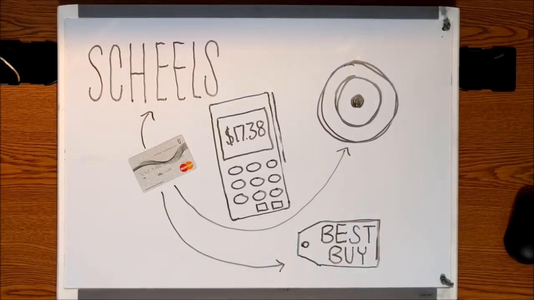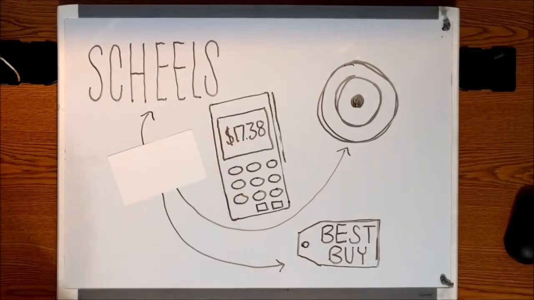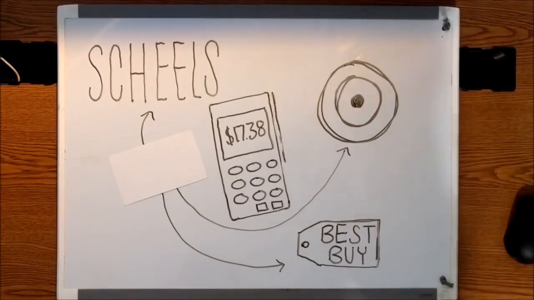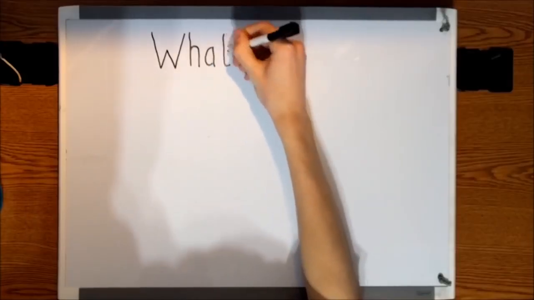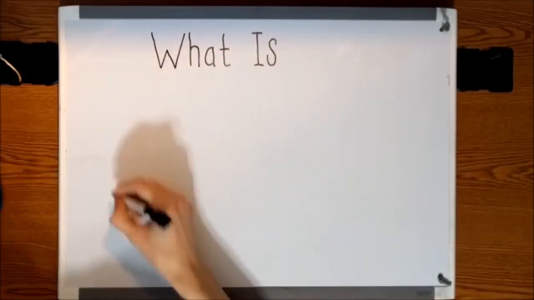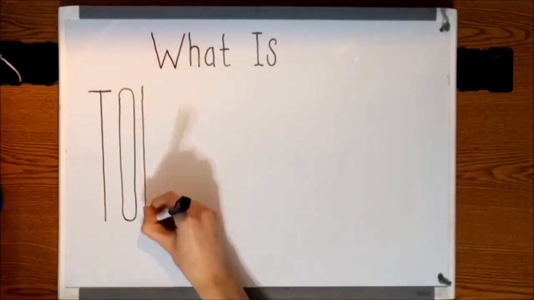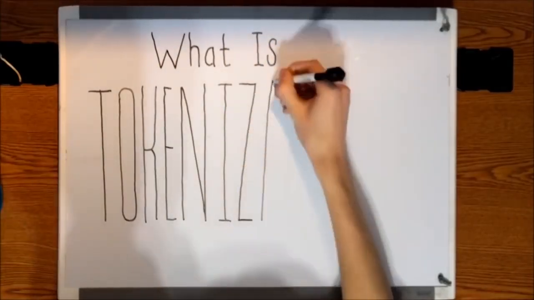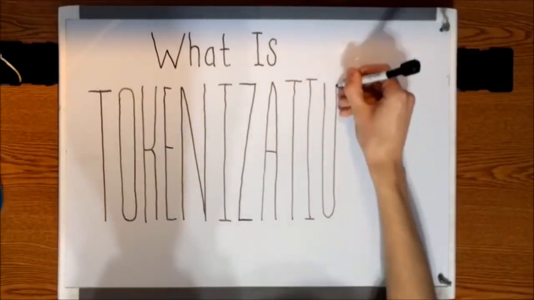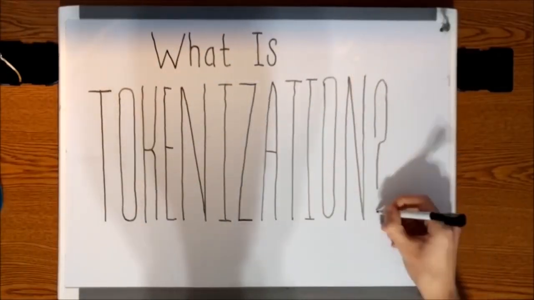What if there was a way to pay without transferring any sensitive data? Well, there is, and it's called tokenization. What is tokenization?